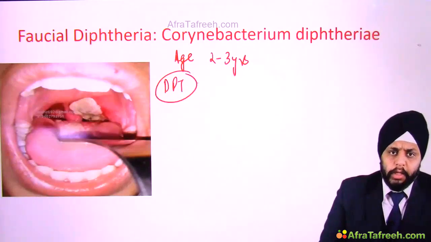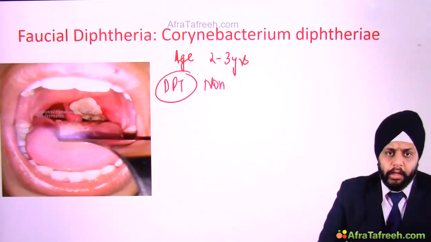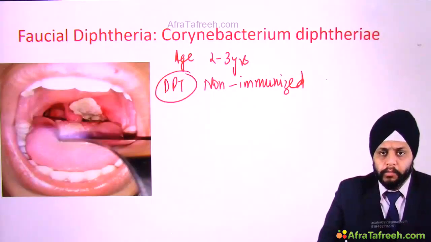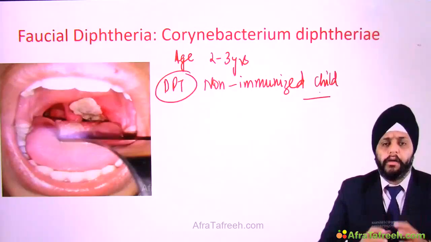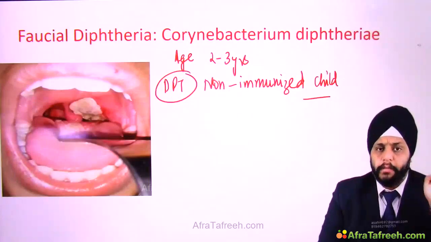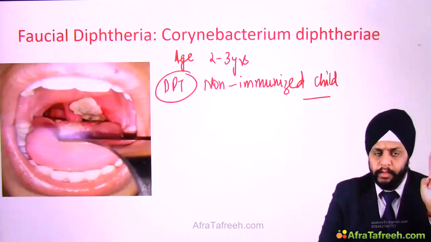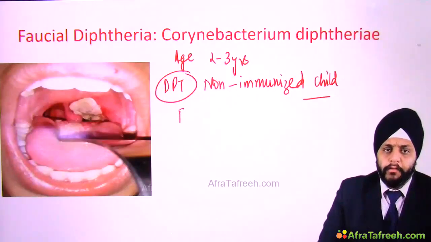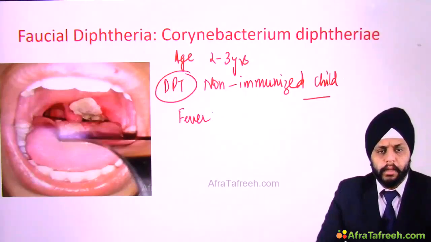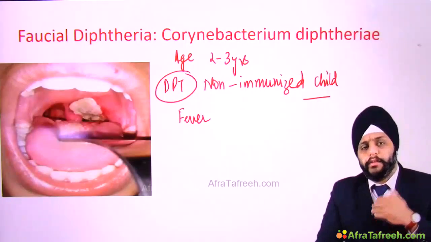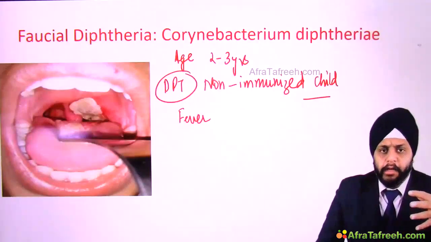Now, this patient will be a non-immunized child. Immunization practically rules out diphtheria. So that means this child has not undergone any sort of immunization. So, number one, 2 to 3 years, children. Number two, non-immunized child. Very, very important history. Now, what can the patient have? Patient can have fever. Remember, the fever may be mild to moderate, because diphtheria progresses very fast.